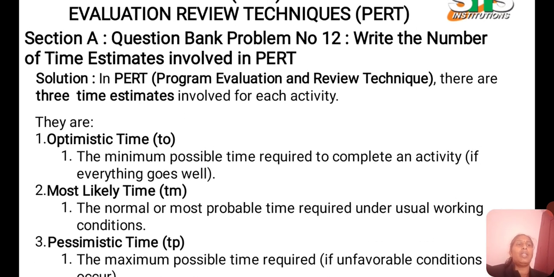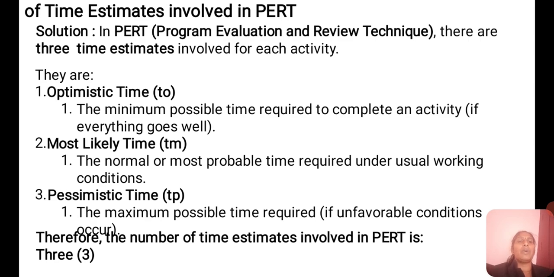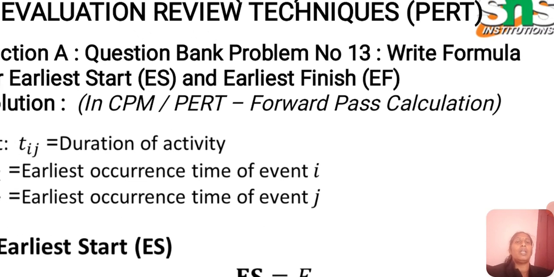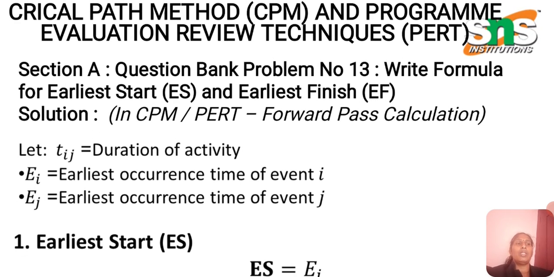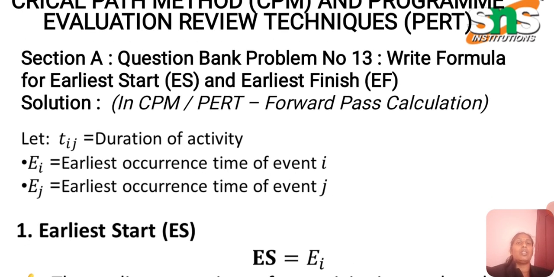Now the next topic is PERT. PERT is the Program Evaluation and Review Technique. In PERT we have three time estimates: optimistic time estimate, most likely time, and pessimistic time. Optimistic time means the minimum possible time required to complete an activity. Most likely time is the normal or most probable time required under usual work conditions. Pessimistic time is the maximum possible time required, and based on these three estimates we calculate the project completion.